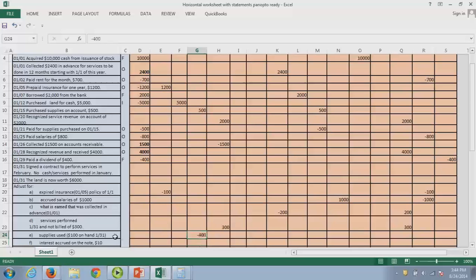And this is an example of an asset used up. So assets used up become expenses. So retained earnings goes down also by 400. So both sides come down.